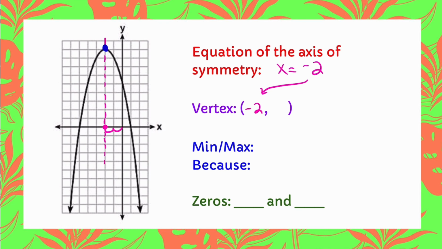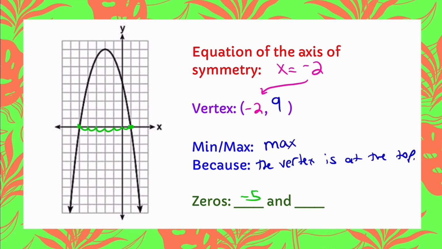I just need to know my y value. So I'll have to do a little bit of counting, but that's okay. So that's 0, 1, 2, 3, 4, 5, 6, 7, 8, 9. That's my vertex. Is this a minimum or a maximum? Well, this is going to be a max, and you can say because the vertex is at the top of the graph. Now a throwback question, what are the zeros of this parabola? Well, that's going to be -1, 2, 3, 4, 5, and +1.